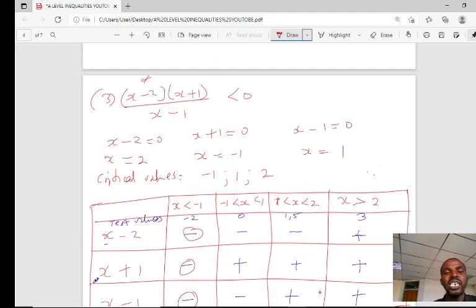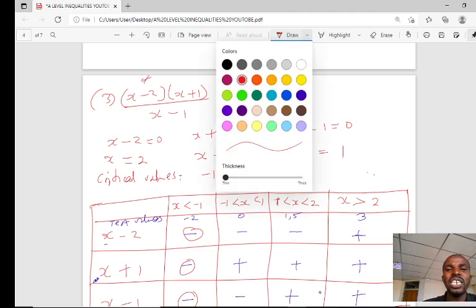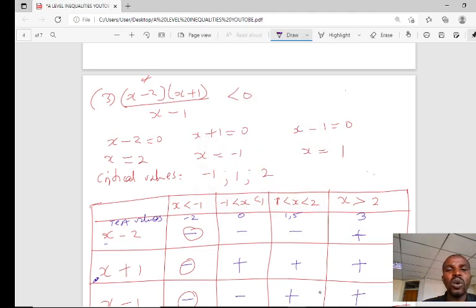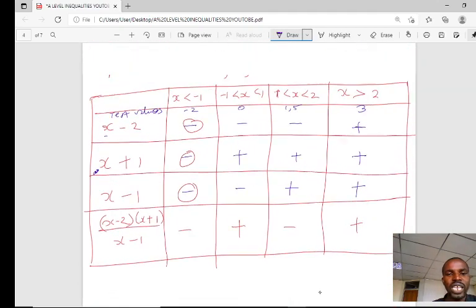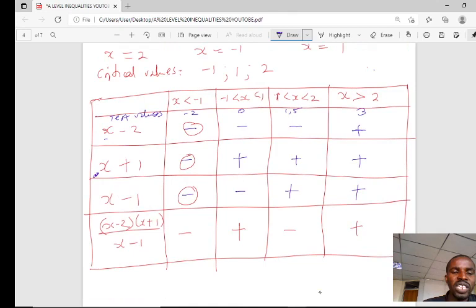Then you go up there to check your inequality sign. Is it greater than or less than? This one is less than. So for less than, you take the negative solutions. The negative solutions are this one here and this one. These are the negative solutions.